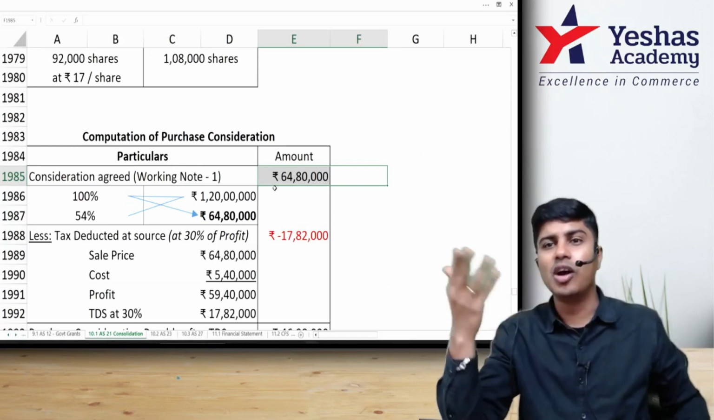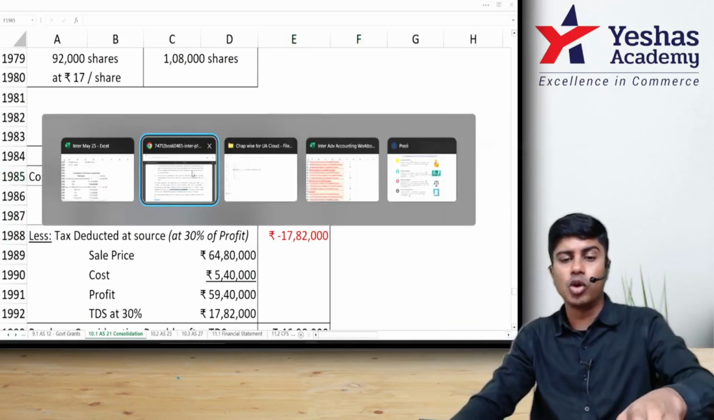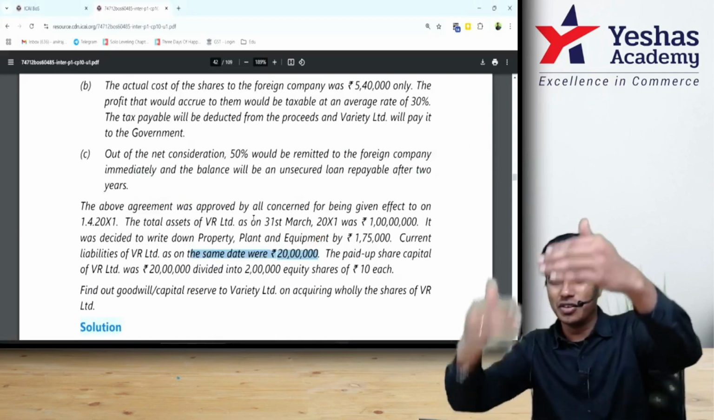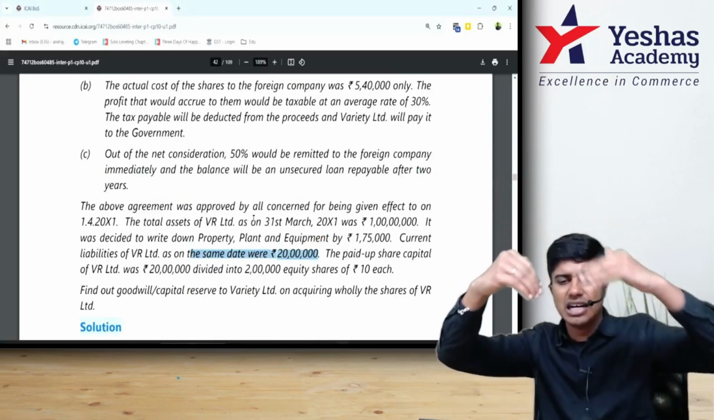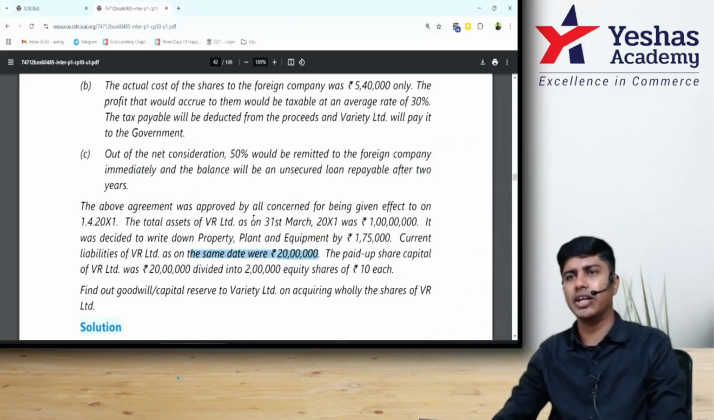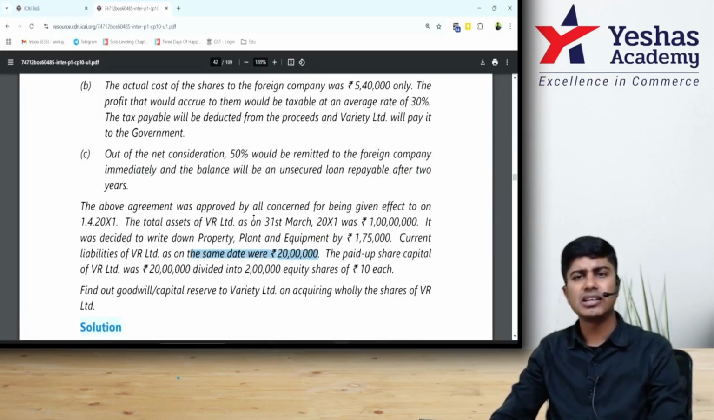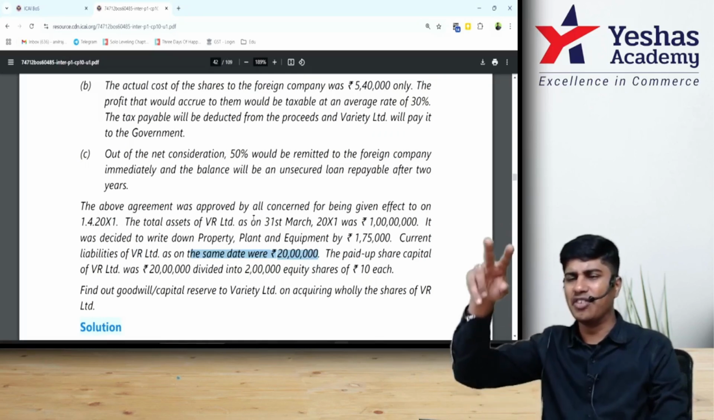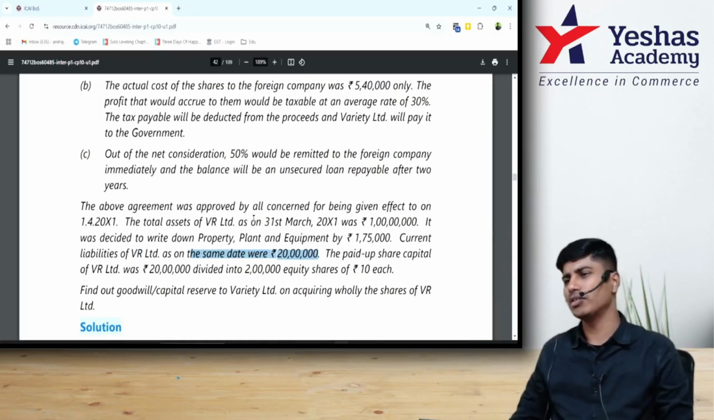Book value. Nominal value of their company. Nominal value, take reserves. Whatever that 1 crore minus 1,75,000 minus 20 lakh is, you take. What did you get? 78 lakh something. That difference is there, no? That is goodwill or capital reserve. If you paid extra, goodwill. If you paid less, capital reserve.